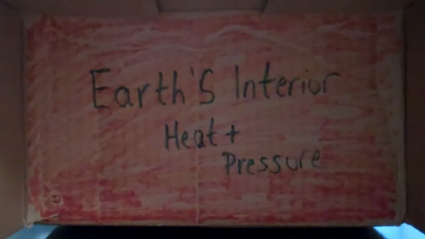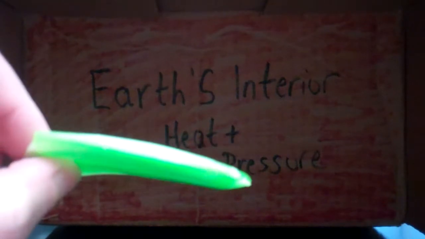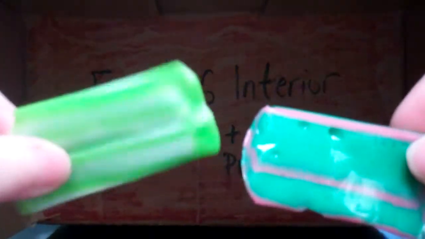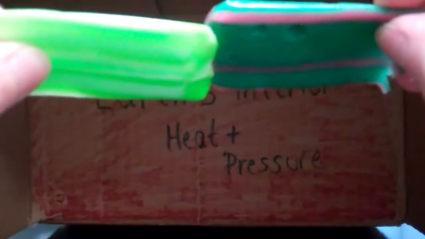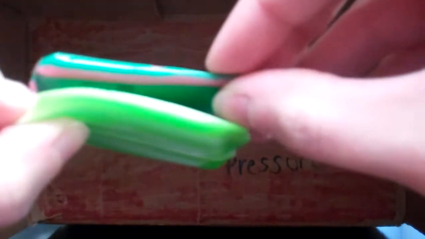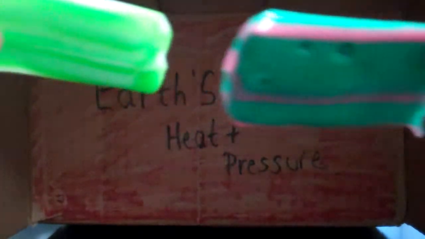The first one is what we call a transform boundary. A transform boundary is a plate boundary where 2 plates move past one another in opposite directions. So take, for example, these airheads. These would be 2 examples of slabs of rock. And for a transform boundary, basically they slip past one another. So they slip past one another.